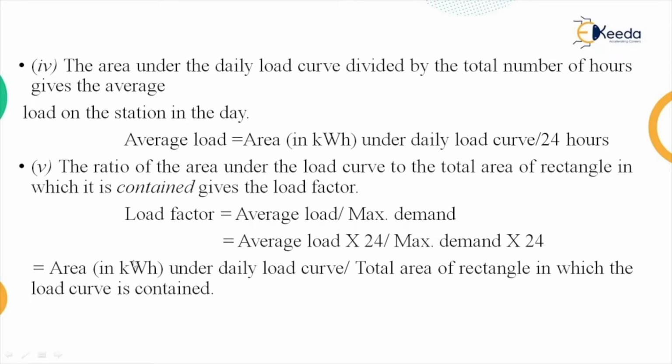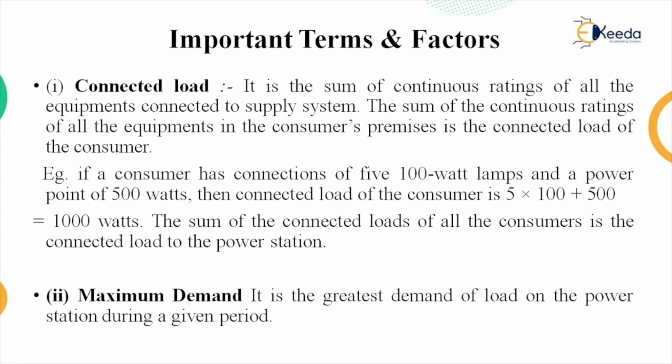Average load into 24 is nothing but the area in kilowatt hour under the daily load curve. That is, average load upon maximum demand into 24 is the total area of the rectangle in which the load curve is contained. That gives the load factor. Then this is all about the daily load curve.